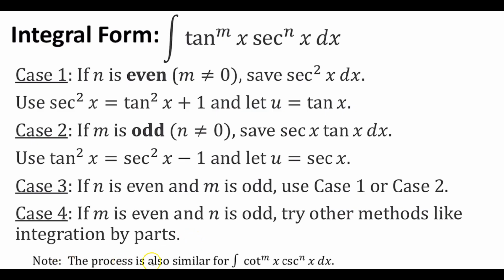And note, the process is also similar for when we have the integral of powers of cotangent times powers of cosecant. And so these cases are going to make more sense as we practice and really understanding the relationship of the derivatives. The derivative of tangent is secant squared, and the derivative of secant is secant tangent x, and just really being able to work with the integrand and see what we can do to rewrite these.